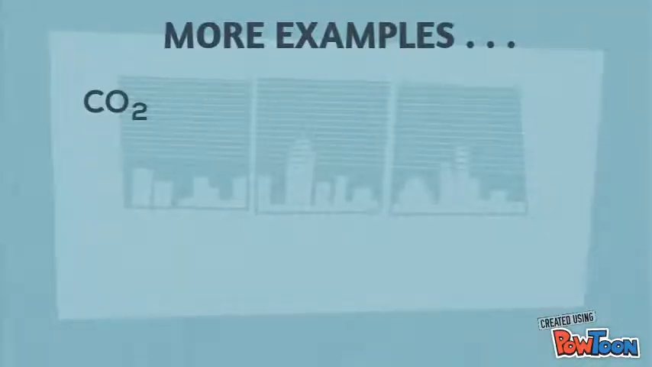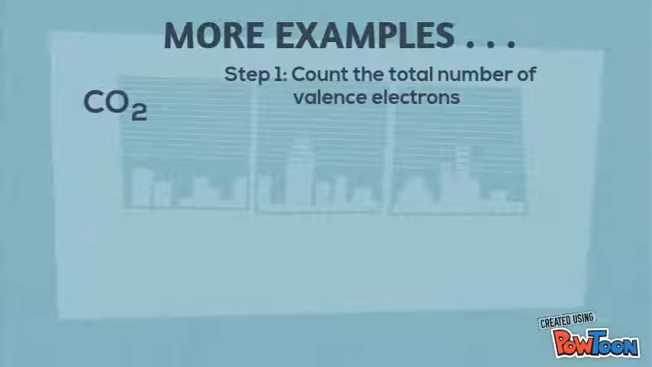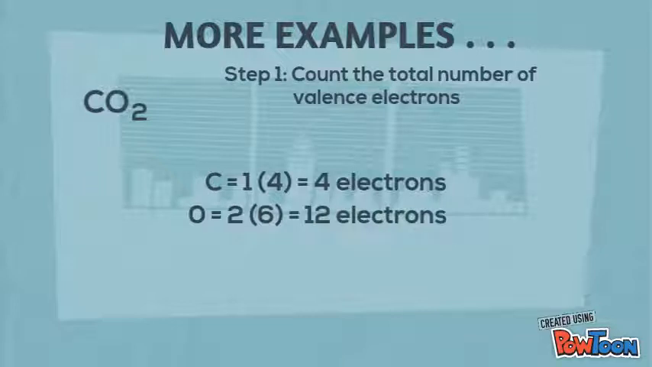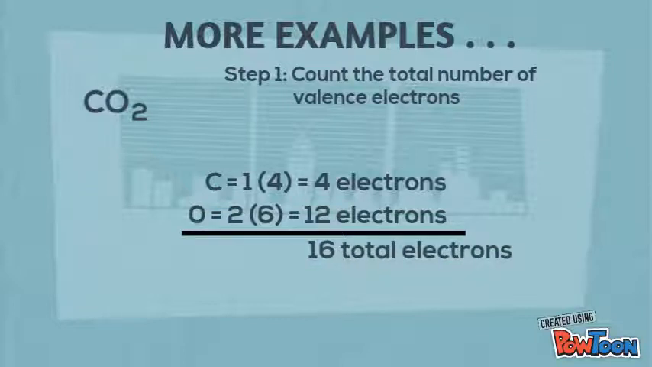Next example is going to be CO2. Again, step number 1 is to count the total number of valence electrons. Carbon, there's 1 of them, and each one gives us 4 electrons for a total of 4. And there are 2 oxygens, each giving us 6 electrons for a total of 12 electrons. So here in this drawing, we're going to have 16 total electrons somewhere.